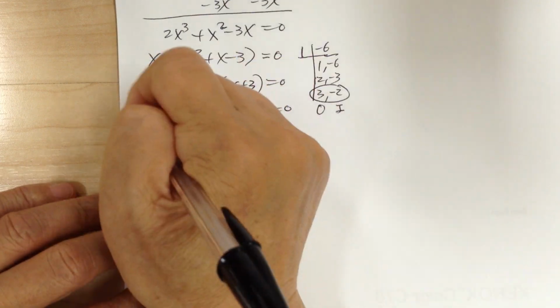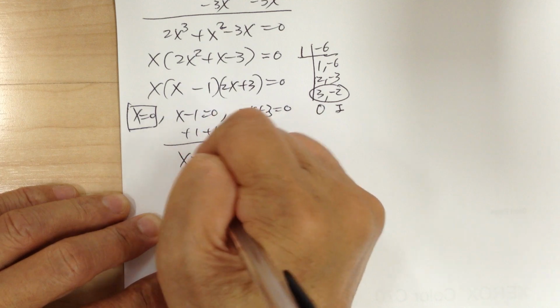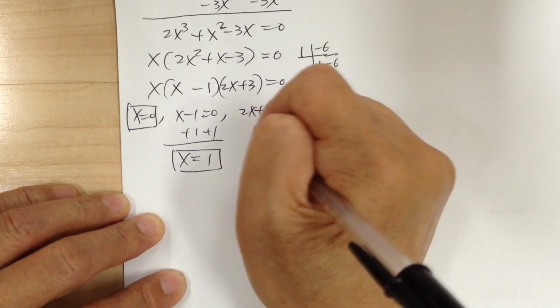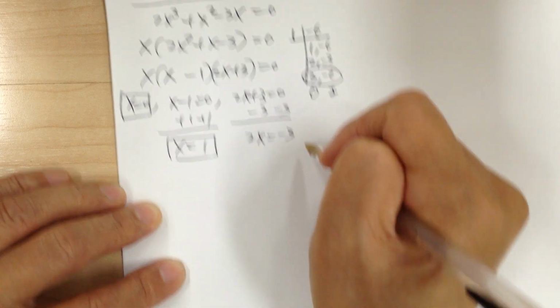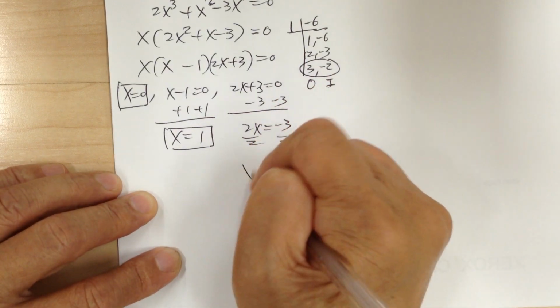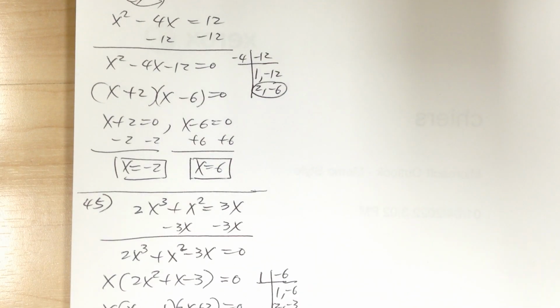Okay, then you go and solve. This is already done. This one plus 1 on each side. So you got x equal to 1. Done. This one minus 3 on each side. So you got 2x equal to negative 3. Divide by 2 on each side. So x equal to negative 3 over 2. Done. Okay, let's go to the next one.